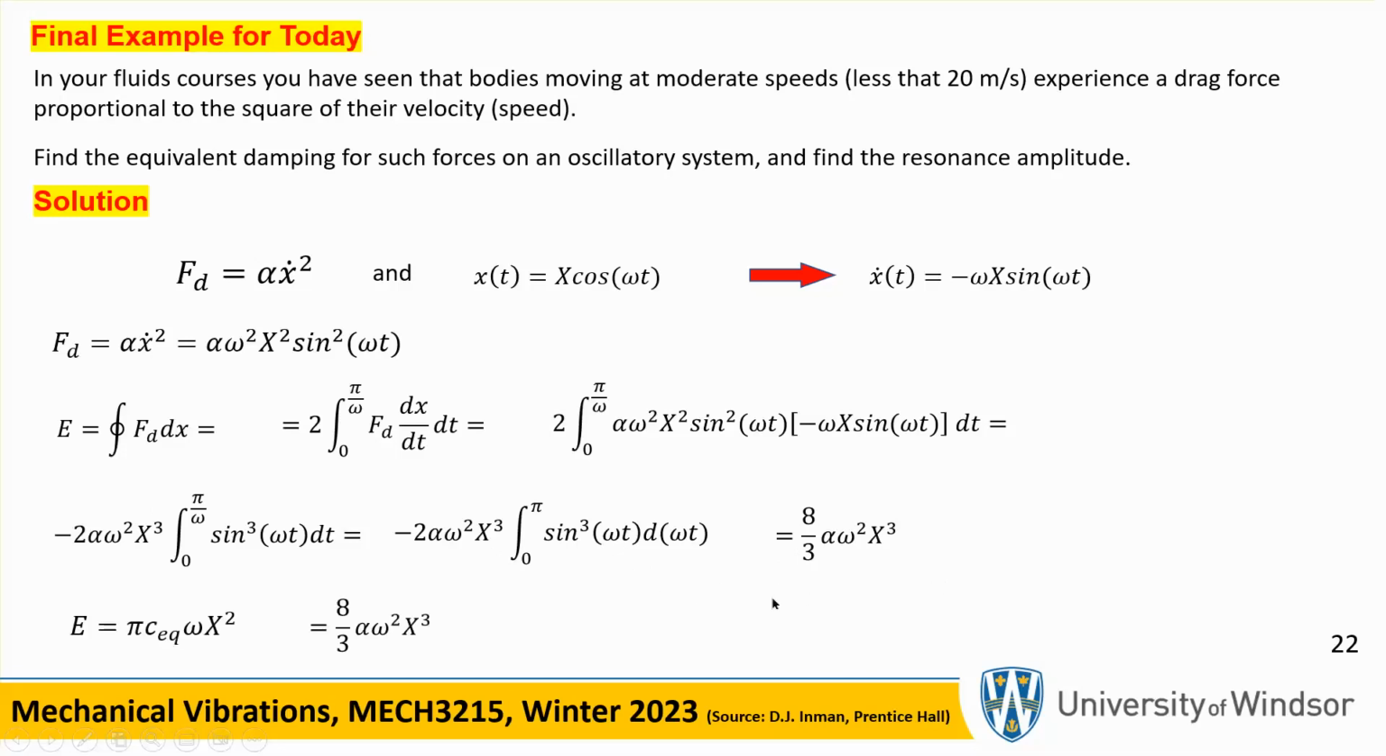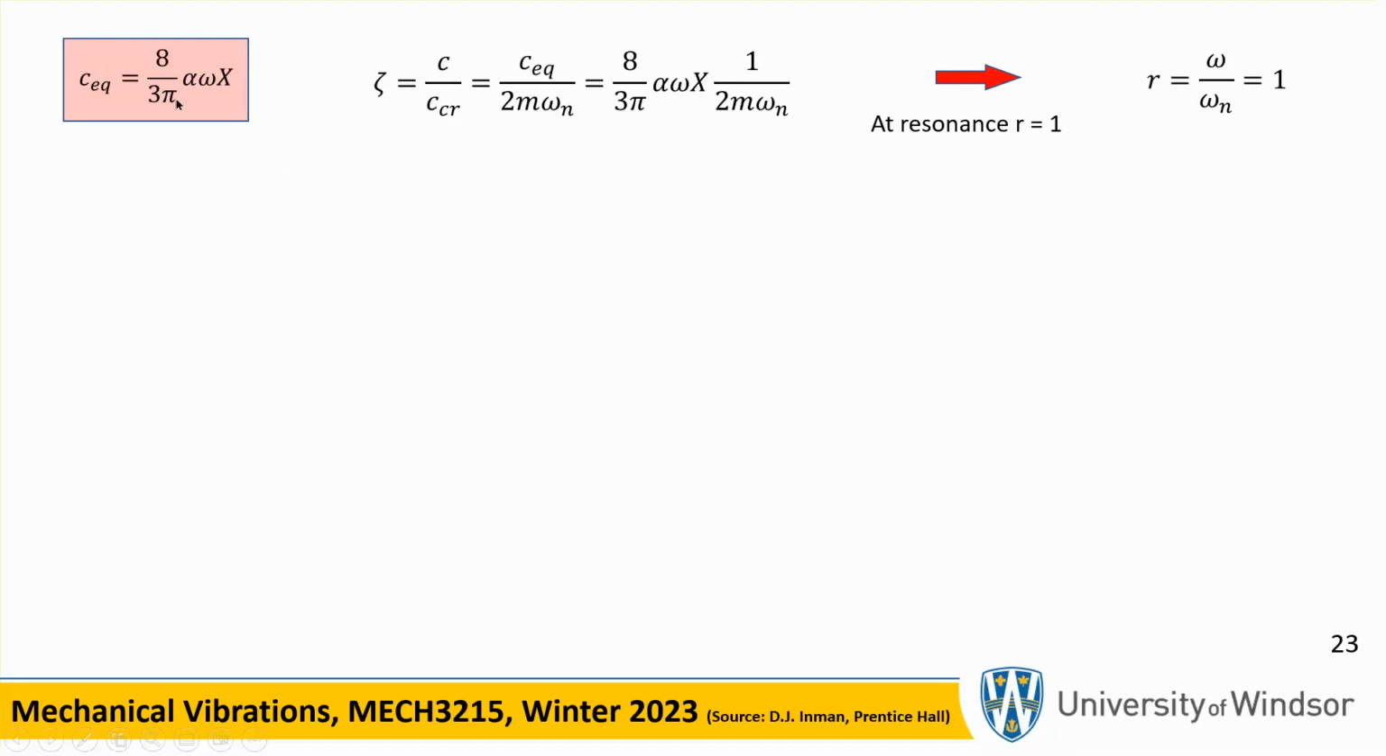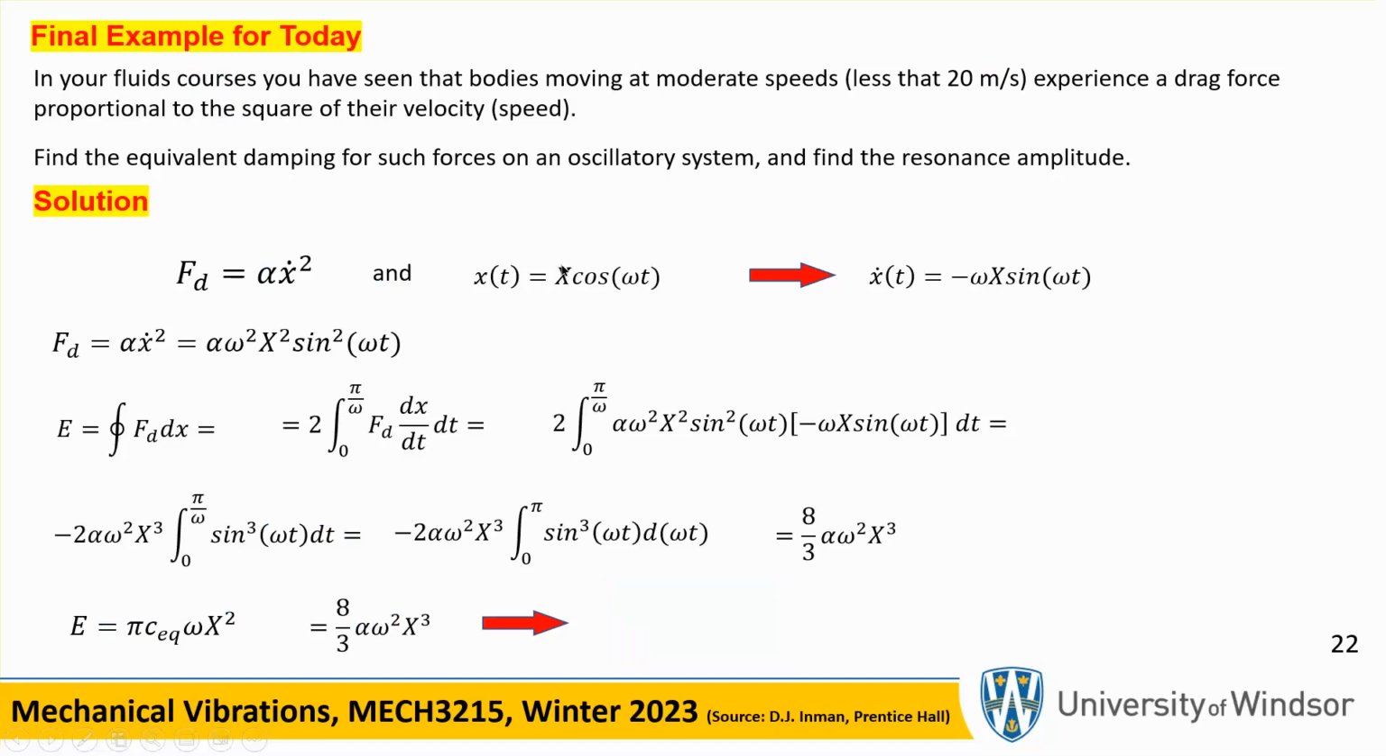You're going to get this, and so if you want to find the equivalent viscous damper, this thing must be pi c equivalent omega X squared. Remember, this was for viscous damping. We want this thing to be equal to that, and you're going to get that expression. We were asked to find the equivalent damping for such a force and find the resonant amplitude. Big X, that's what we want.